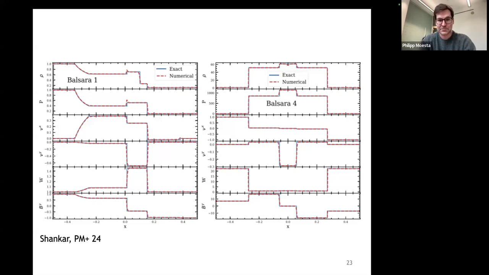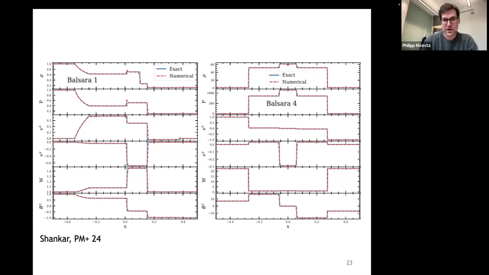And what you see here is basically the different quantities of the state vector. So you see density, pressure, velocity in X, velocity in Y, the Lorentz factor, and then just one of the components of the magnetic field, in this case By, and you see the solution found numerically, the red dashed line, and then the blue line, the exact solution, which we want to compare against.